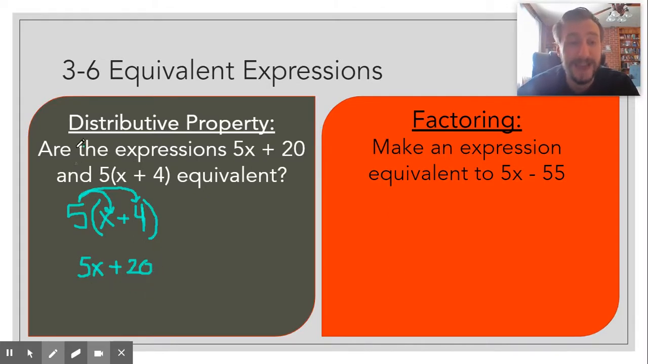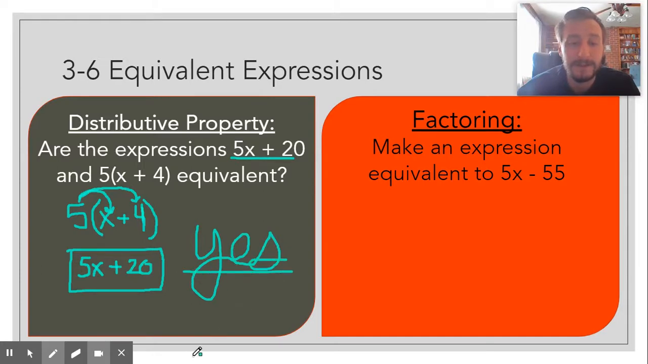Now the question was asking us, is or are the expressions 5x plus 20 and this expression the same thing? Well, once we used the distributive property, we saw that this expression is equivalent to this expression, which is 5x plus 20. So the question is really asking you, is 5x plus 20 the same thing as 5x plus 20? Yes, it is. So are they equivalent? Yes, because they're the exact same thing.